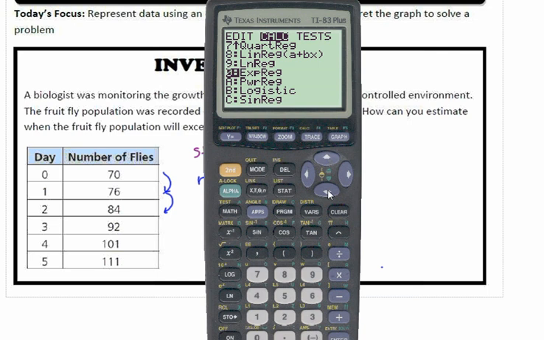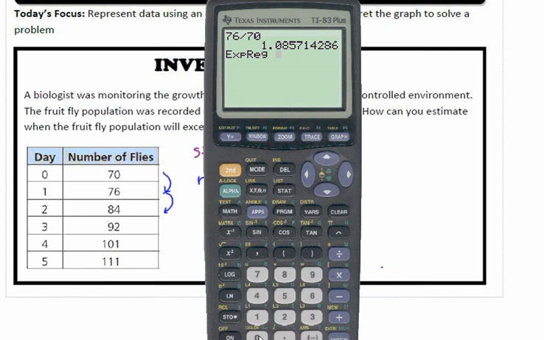Whenever we have a breeding situation, it's going to be an exponential. That's the type of situation we have. It's like bunnies, right?